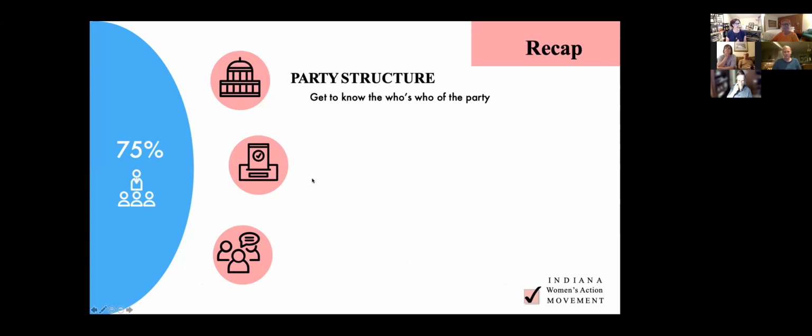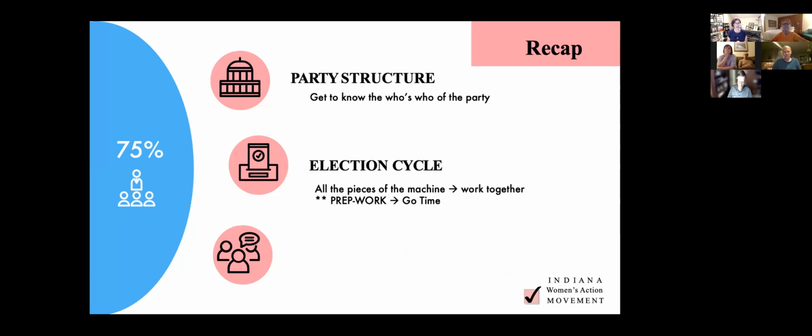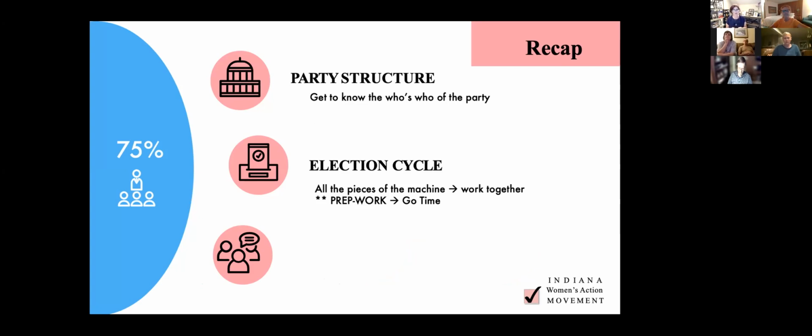We went over the party structure. It's really important to get to know who's who with the party. I wonder if anybody's done any homework and looked things up and maybe introduced themselves to people in their party. Election cycle. We really talked about the importance of the election cycle, because knowing the election cycle, now as precinct chairs, the more you know, the better you're prepared, but it's going to allow you to plug in better. You don't have to know everything.